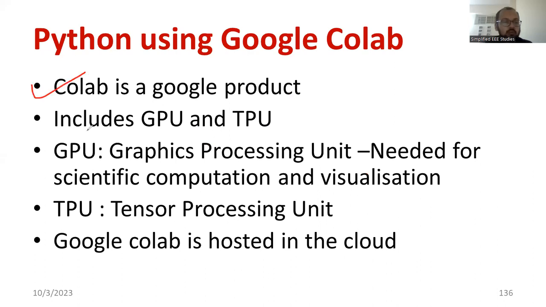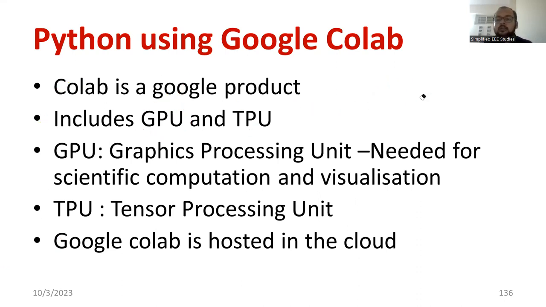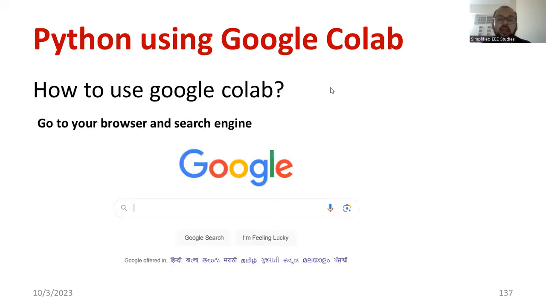Similarly, it's a product of Google and it includes a graphics processing unit, GPU. Also, we can have a tensor processing unit. This is mainly suitable for machine learning applications. For normal applications, GPU is more than sufficient. Google Colab is hosted in the cloud. It's a cloud operating system, so no need to have any external memory. We can easily operate it. If you have an email account, definitely you can use it.